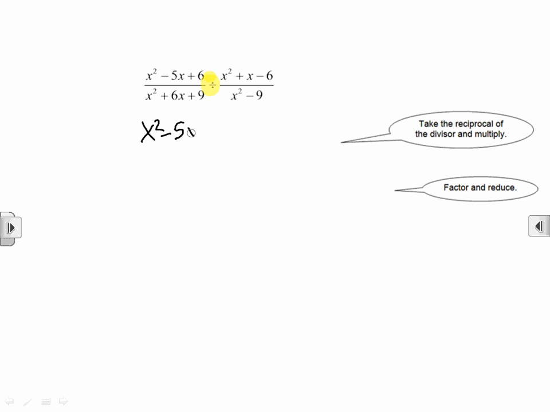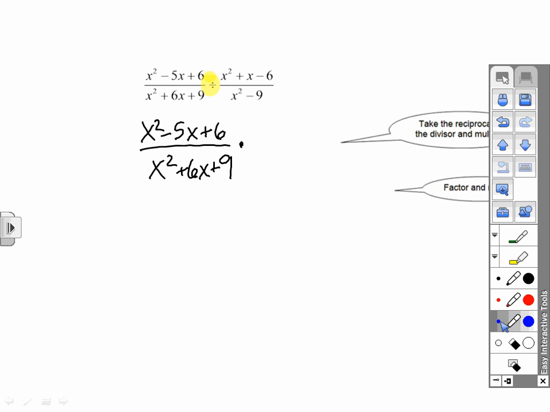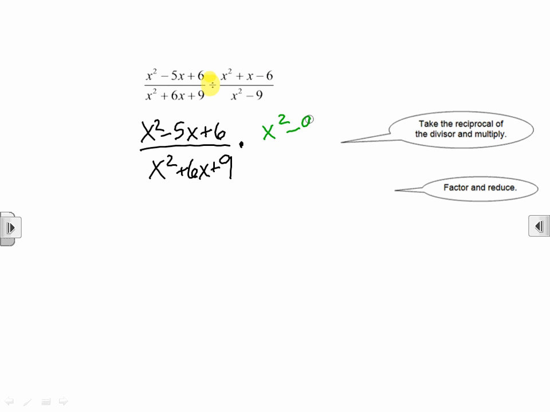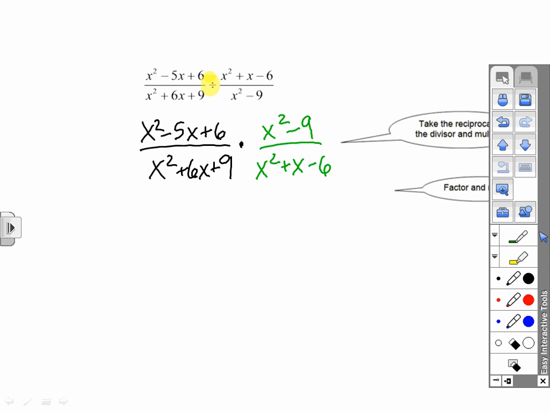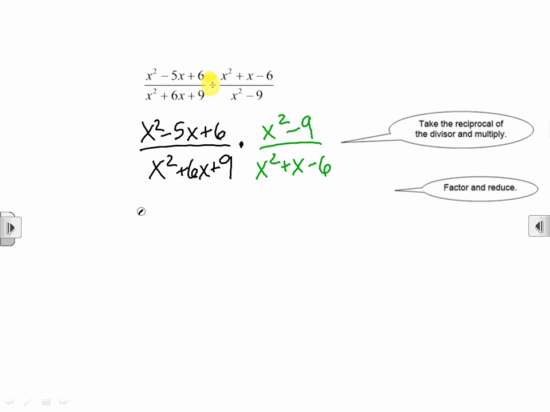So I'm just going to copy everything else down. X squared minus 5x plus 6. Yada, yada, yada. But now I'm going to write it as multiplication and flip my fraction. Here we go. So now it's x squared minus 9 over x squared plus x minus 6. Now I go back to my steps of factoring and multiplying and simplifying. What multiplies to positive 6 and adds to negative 5 would be a negative 3 and a negative 2. Always be careful when we're asking what multiplies to 6 and 30. Those are the 2 tricky ones.